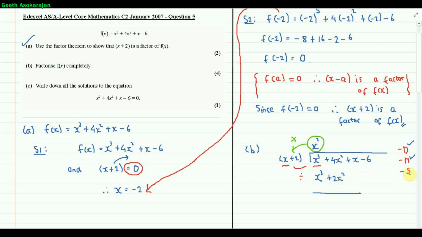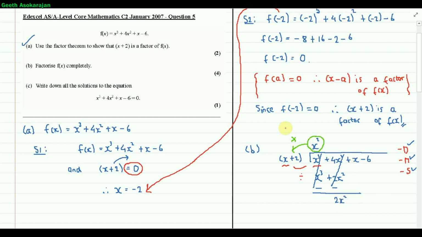Now what do we do next? We do S. S means subtract, and subtract means we change the signs of these two terms on the bottom. So we always reverse the signs of these two terms appearing in the bottom. This plus changes to minus, this plus also changes to minus, and then when you add, x cubed minus x cubed will cancel. 4x squared minus 2x squared is 2x squared.